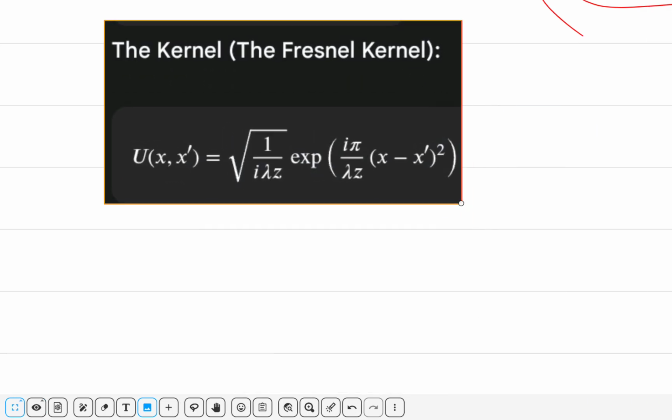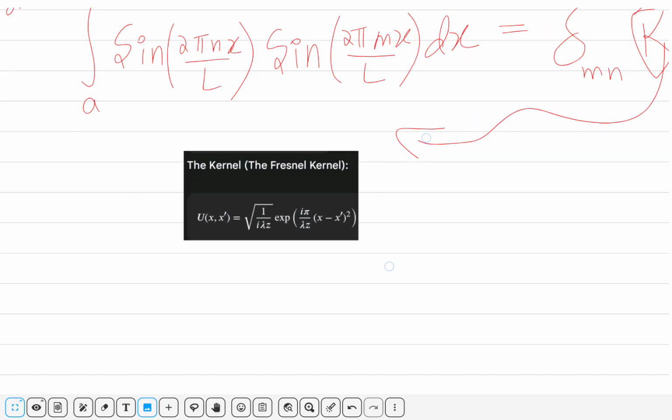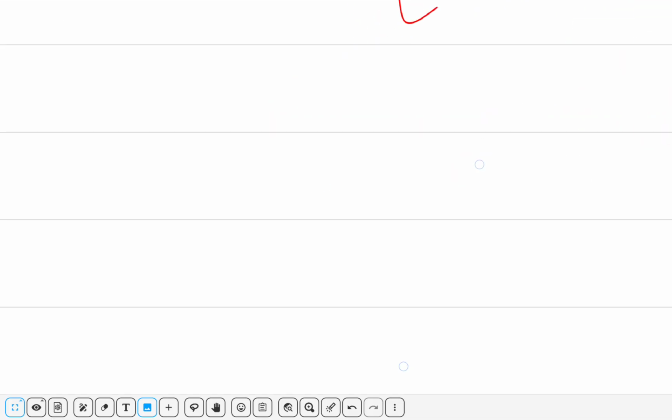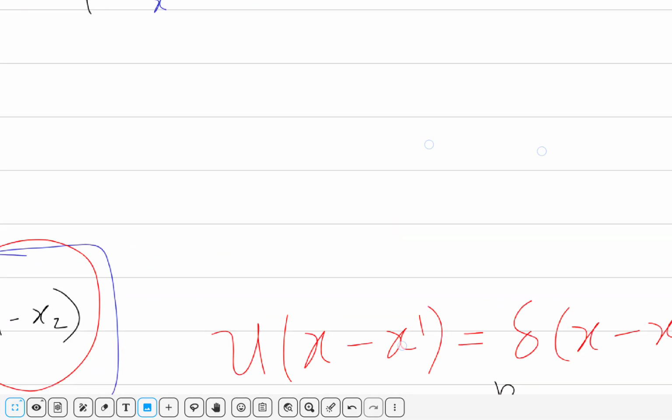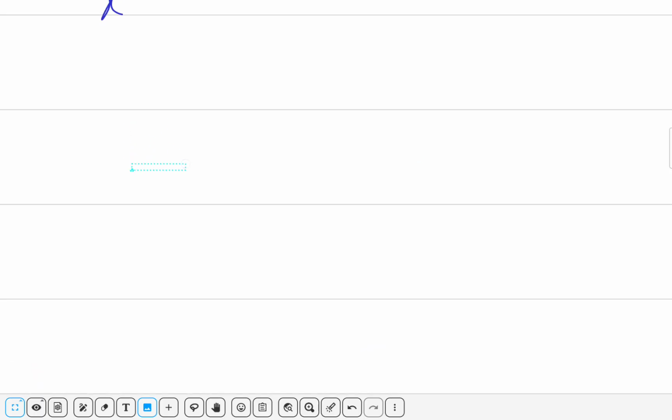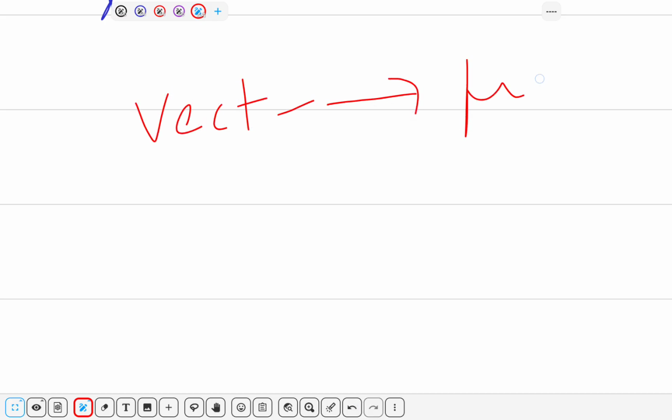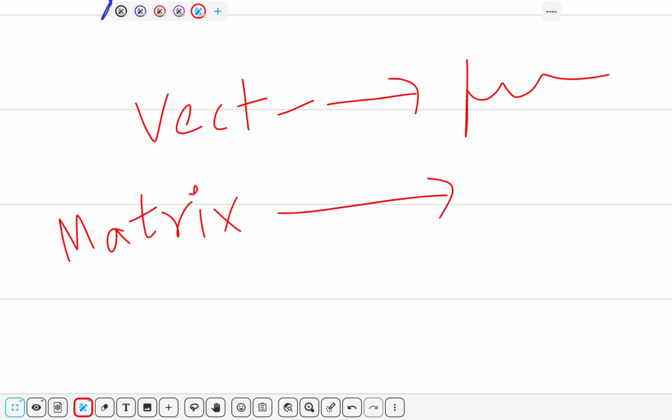So Fresnel kernel, that's what we call it. Fine, a kernel. Okay, I think this is nice. Kernel. Okay, so remember, from matrix, from finite vector space to functional space, a matrix gets transitioned to a kernel.